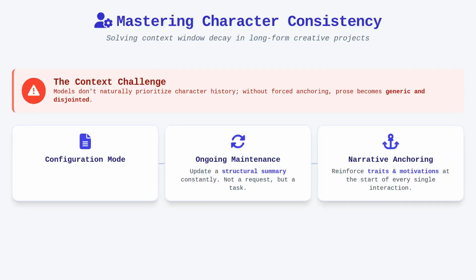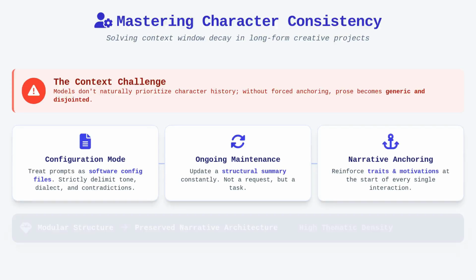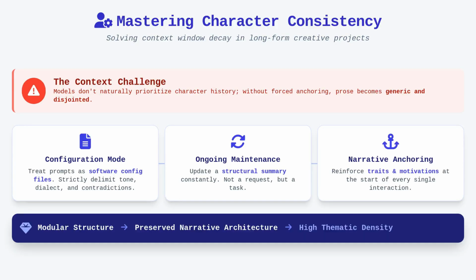You should approach your prompt design by treating the prompt as a configuration file for a piece of software, where variables such as tone, dialect, and internal contradictions are strictly delimited. When you allow the model to deviate, you lose the thematic density that defines high-quality creative work, resulting in prose that feels generic or disjointed. By maintaining a modular structure in your input, you allow the model to parse the narrative architecture without blurring the lines between disparate story elements.